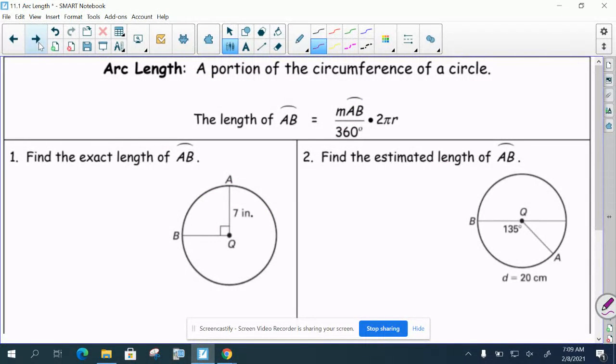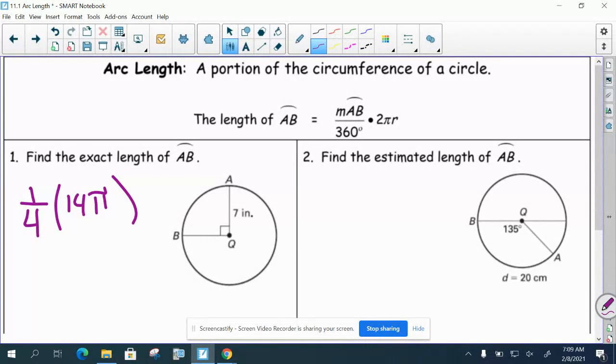And then this is just reiterating the formula. So number 1 is just to find the exact length of arc AB. So this is 90 degrees, so we would just take 1/4 times 2 pi times 7, which would be 14 pi.